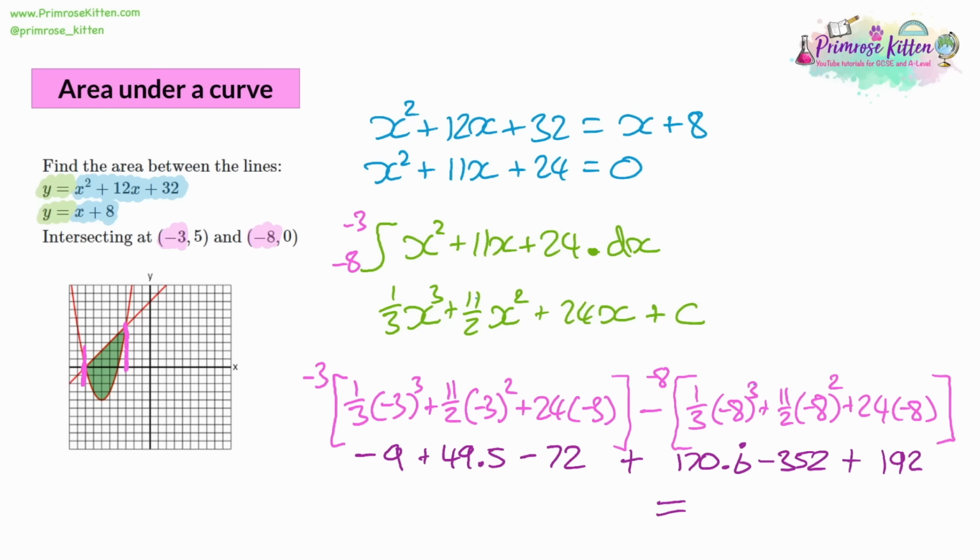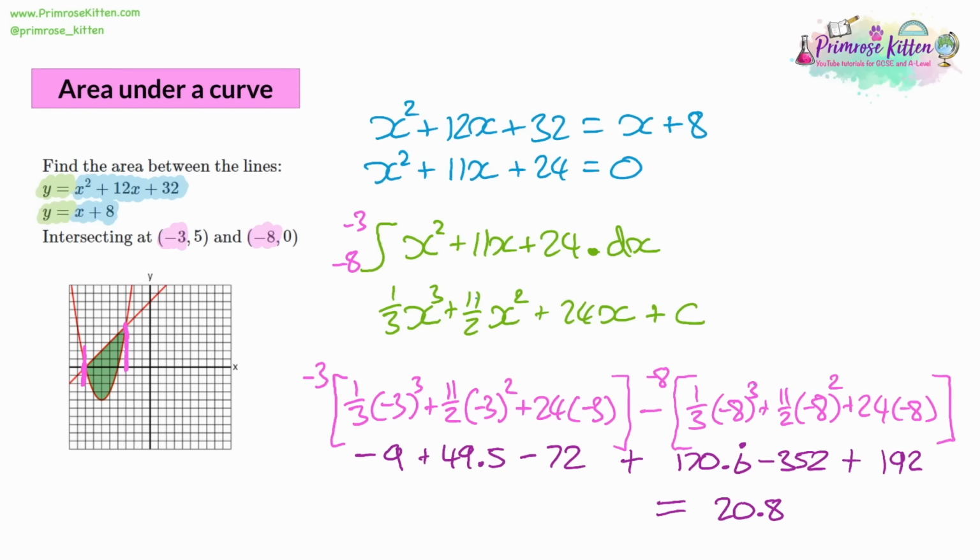-9 plus 49.5 minus 72 plus 170.6 recurring. Take away 352 and add 192. Altogether, that's going to give us -20.8 to 1 decimal place. Now, how can we have a negative area? Well, we can. So when you get a negative area, you can just assume it's positive. So you can ignore the negative sign.